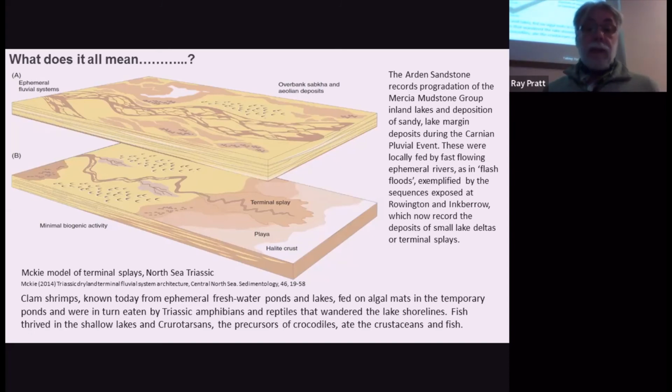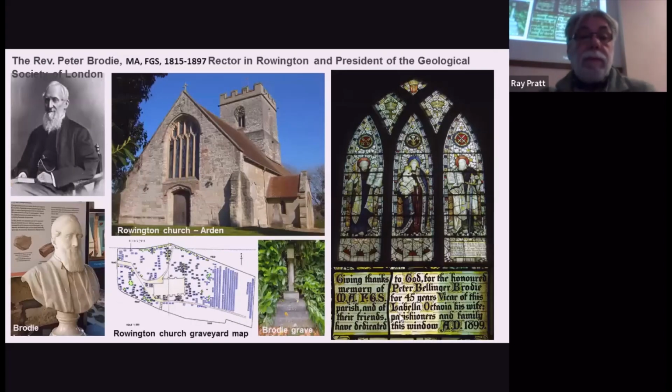Clam shrimps, known today from ephemeral freshwater ponds and lakes, fed on algal mats in the temporary ponds and were in turn eaten by Triassic amphibians and reptiles that wandered the lake shorelines. Fish thrived in the shallow lakes, and Crurotarsans, early crocodiles, ate the crustaceans and fish. So there's a picture of Arden Sandstone paleogeography and environment.